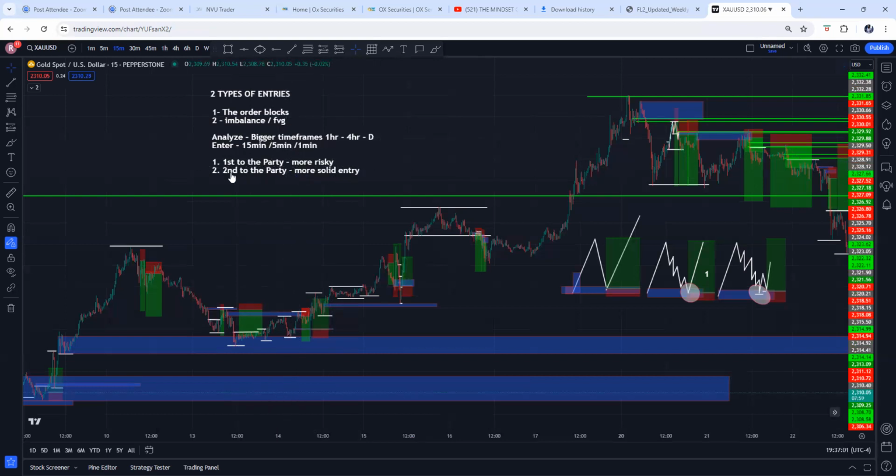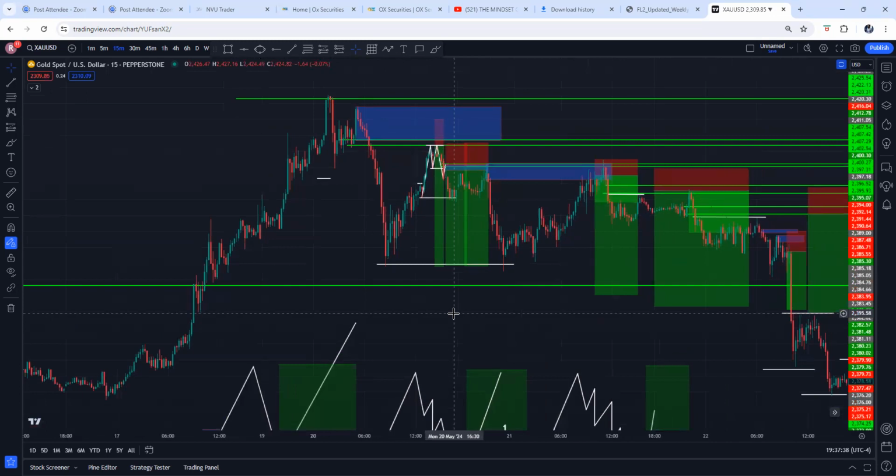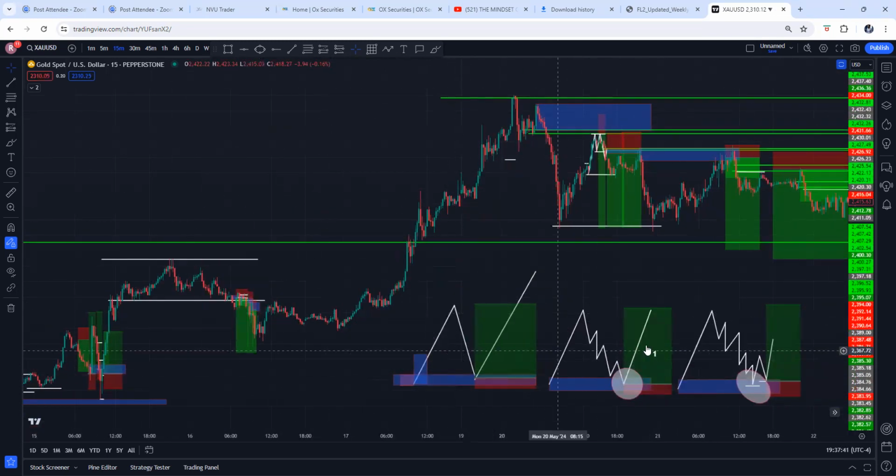Of course, both are valid, just one has more confirmations than the other. The second type of entry has more confirmations than being first to the party. So basically, you don't always got to be first. When a trade reaches a particular area, we don't have to just jump in. We want to also wait for another confirmation to be able to enter that trade. So this is the example that I would have given here. We use this to explain.